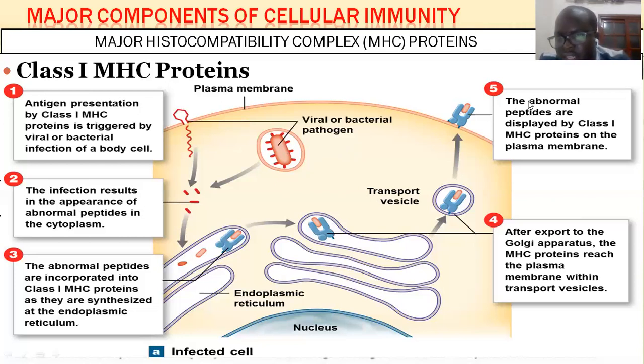So you can see here the abnormal peptides are displayed by class 1 major histocompatibility complex protein on the plasma membrane. Then after export to the Golgi apparatus, the major histocompatibility complex reaches the plasma membrane by transport. So this is number 4. Then this is the final one where you have recognition of the antigen by cytotoxic T cell, and then it will attack the cell. That's how it works.